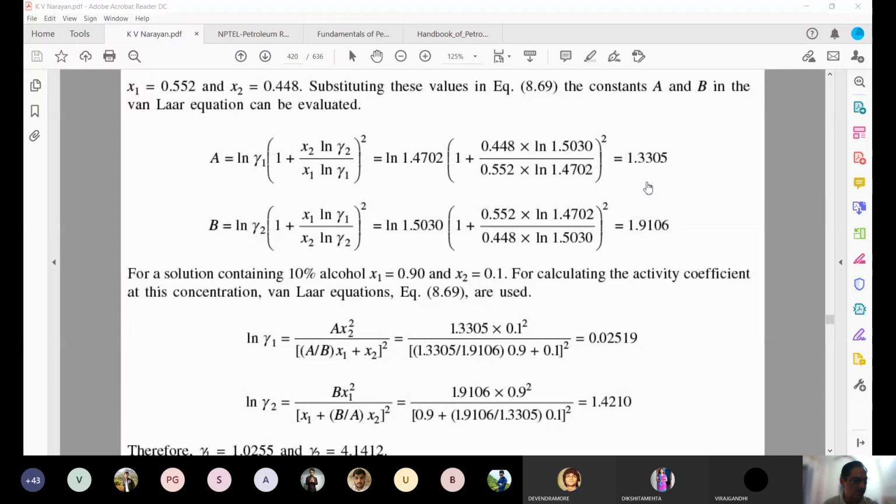Because the equation is symmetrical, it doesn't matter which component we take as component 1 or component 2. Suppose we don't know the boiling points. We checked the boiling points of benzene and ethanol, and we know ethanol has a lower boiling point than benzene. But even if we don't know which is lower, it doesn't matter. We can take any component as component 1 and the other as component 2. The answer will come out correct.